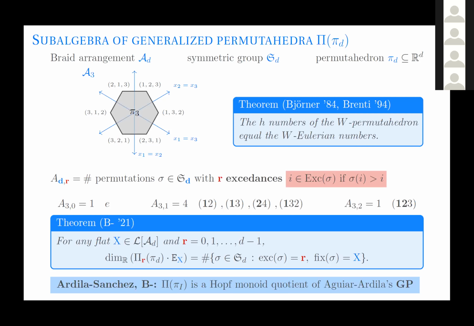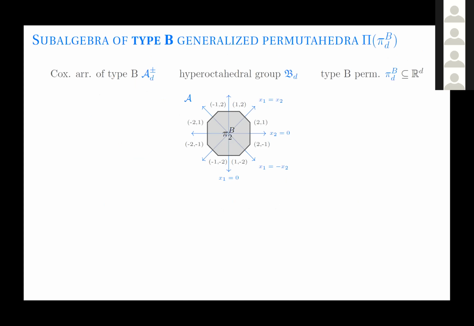Okay, so this is a very interesting refinement of the Eulerian numbers in the classical case for type A. Now let's see what happens in type B. There's something very similar that we can do. In this case, the hyperplane arrangement associated to the Coxeter group of type B has hyperplanes xi equals xj, xi equals negative xj, and the coordinate hyperplanes. The associated Coxeter group is called the hyperoctahedral group, or the group of signed permutations. And the permutahedron here is the type B permutahedron. So this is just a zonotope of this arrangement.